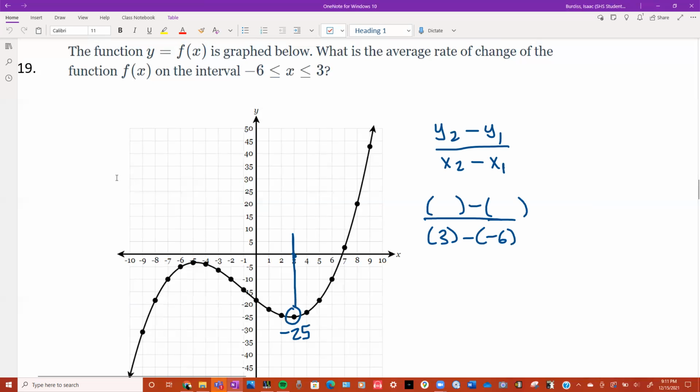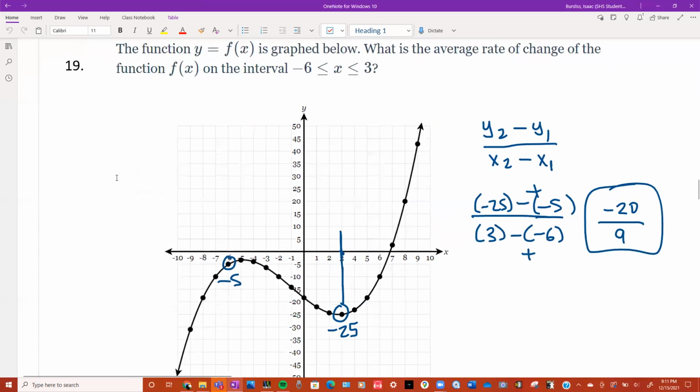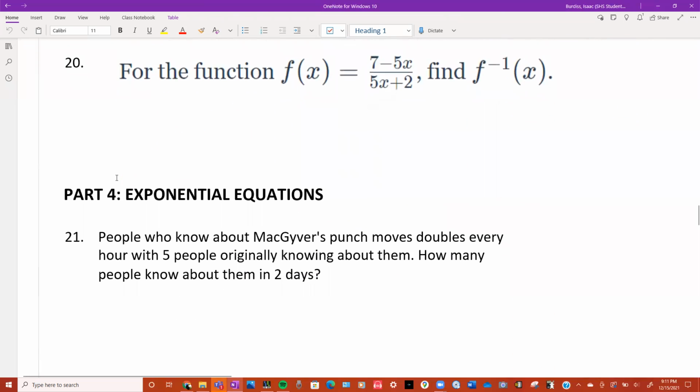And then -6, it is 5. So those are our two y points. -25, -5. -25 minus -5, that really means plus. That means -20 over, that really means plus 9. So rate of change is -20 over 9. So average rate of change is pretty simple if you just remember it.